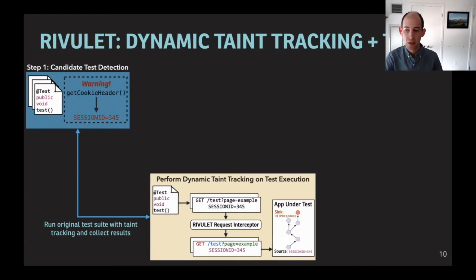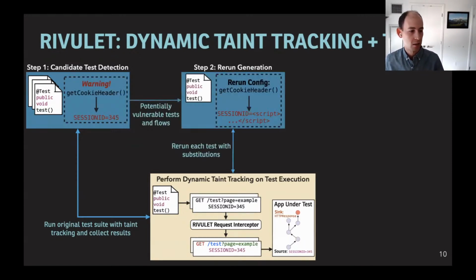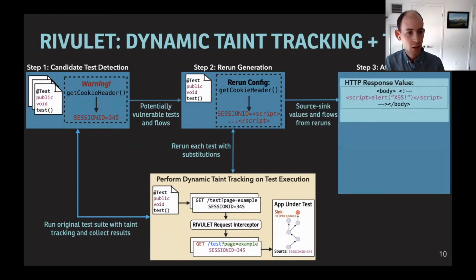In this case, perhaps we found that a cookie header was detected as flowing back to the user through an HTTP response, which could be exploited for a cross-site scripting attack. So then Rivulet will rerun those tests, modifying each test to try to inject those vulnerabilities and see if the vulnerability can be exploited. When it's rerunning these tests, if Rivulet detects that a tainted value flows into one of these sinks, it examines the entire context of the response being sent to identify if an attack really occurred.